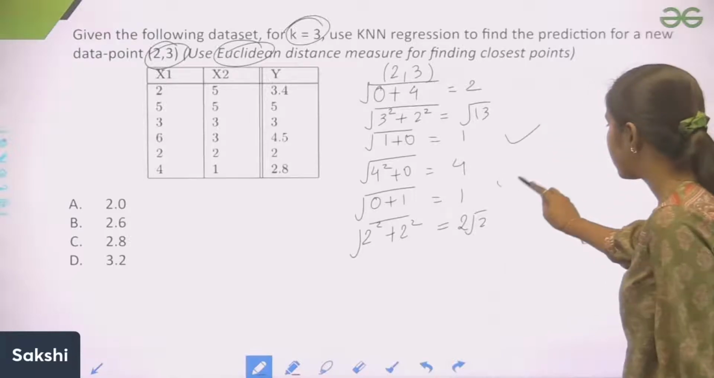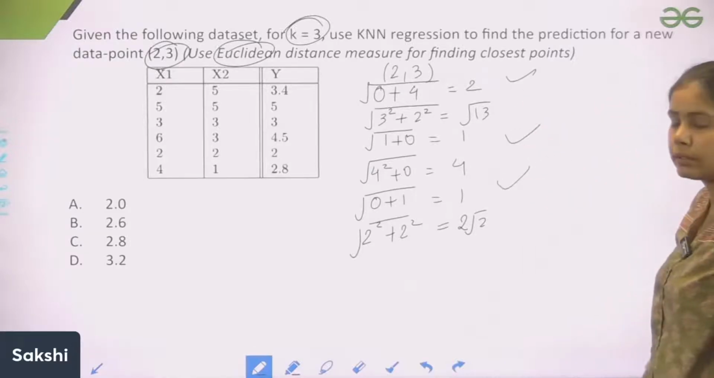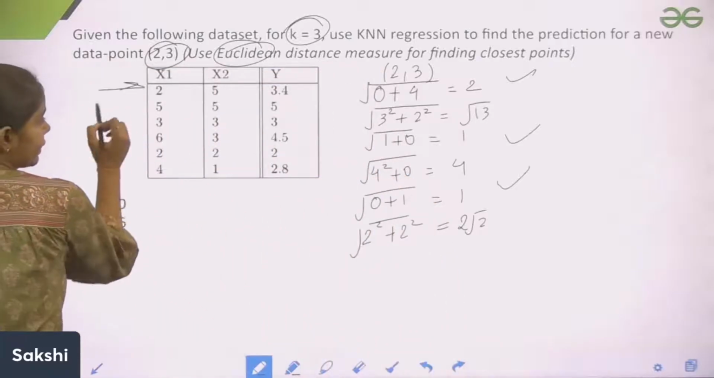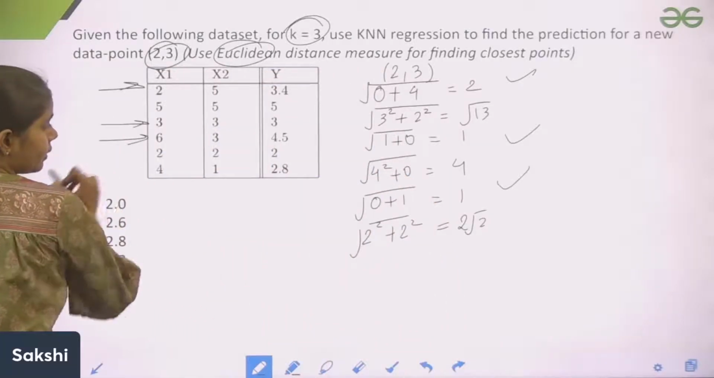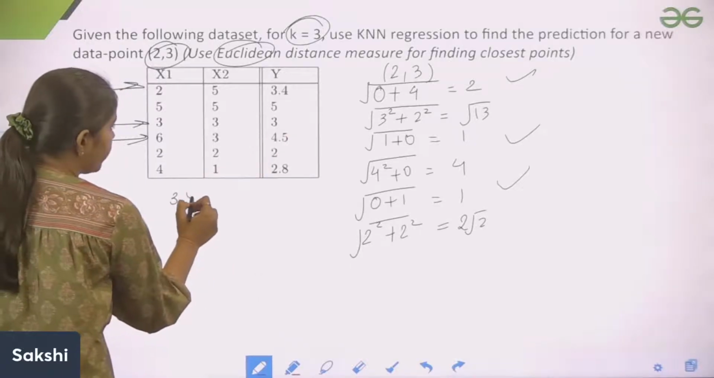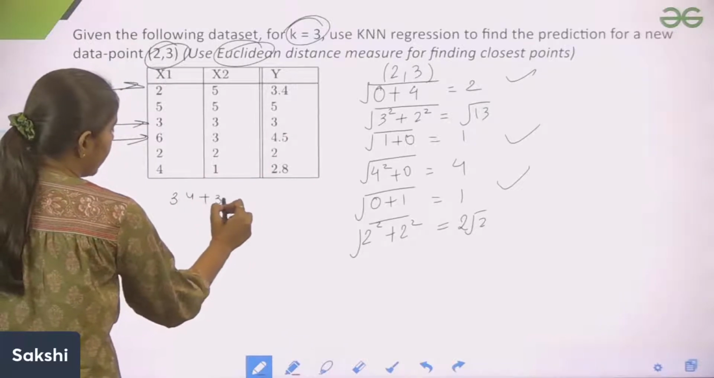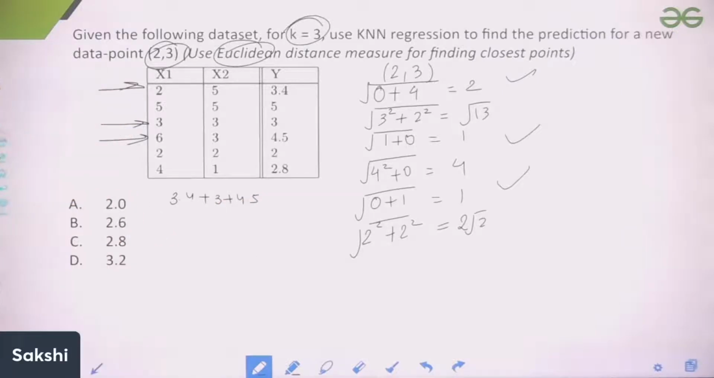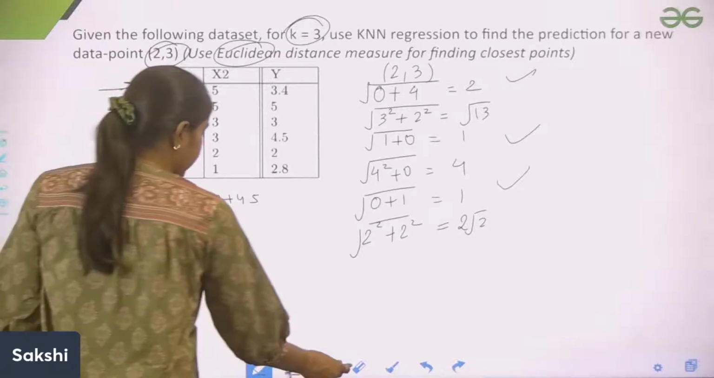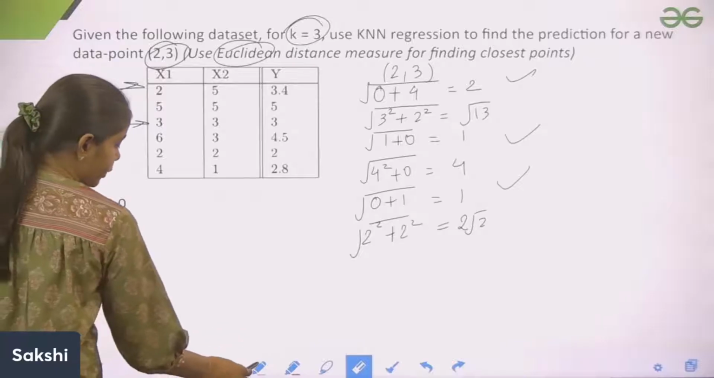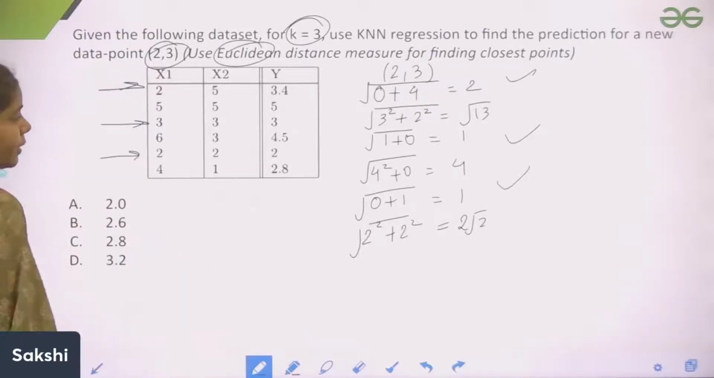ऑब्वियसली ये कम डिस्टेंस है, ये कम डिस्टेंस है, और ये कम डिस्टेंस है. तो कौन कौन से पॉइंट्स के साथ कम डिस्टेंस है? फर्स्ट पॉइंट के साथ, थर्ड पॉइंट के साथ, एंड फोर्थ पॉइंट के साथ. अब इन सबकी वैल्यू ले लो. 3.4, 3 एंड 4.5. मैंने सही कैलकुलेशन करी है गाइस? ओके सॉरी, मैंने गलत डेटा पॉइंट्स ले लिए. फर्स्ट, थर्ड और फिफ्थ, ये वाले डेटा पॉइंट के साथ.